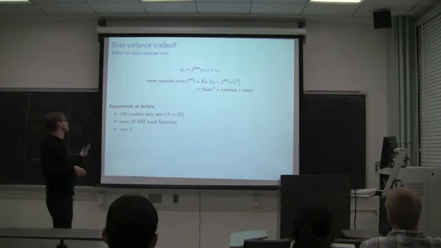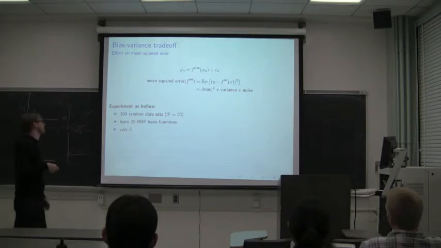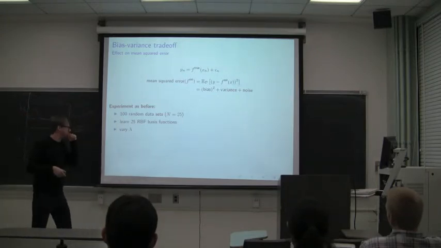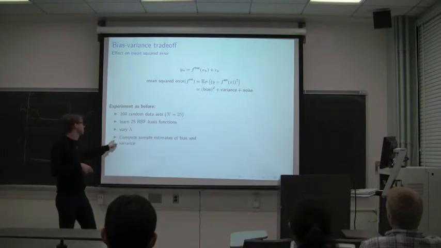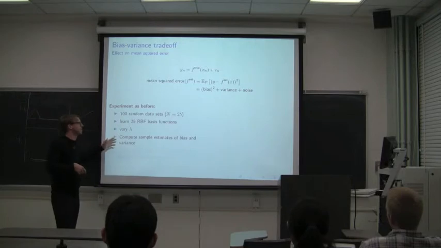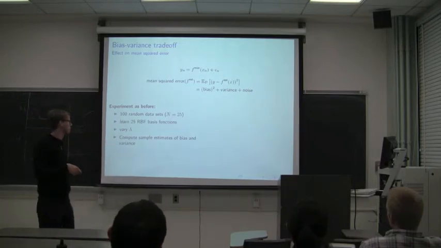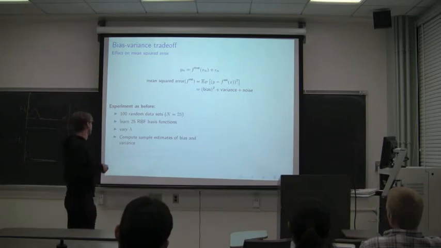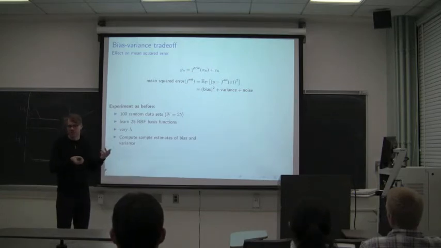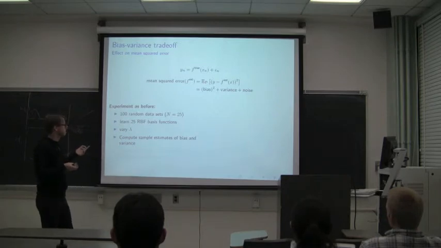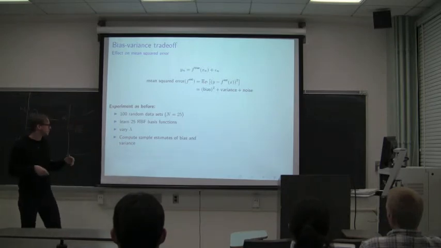In order to get an empirical idea of this, let's again use these 100 random data sets and learn the same model consisting of 25 RBFs for different lambdas. But additionally, we compute sample estimates of bias and variance, because we know the true function, so we can compute the bias, and we can compute the variance, of course. The problem is bias: if you don't know the true function, you cannot compute the bias. You can always compute the variance. But here, because it's synthetic, we can compute the bias.